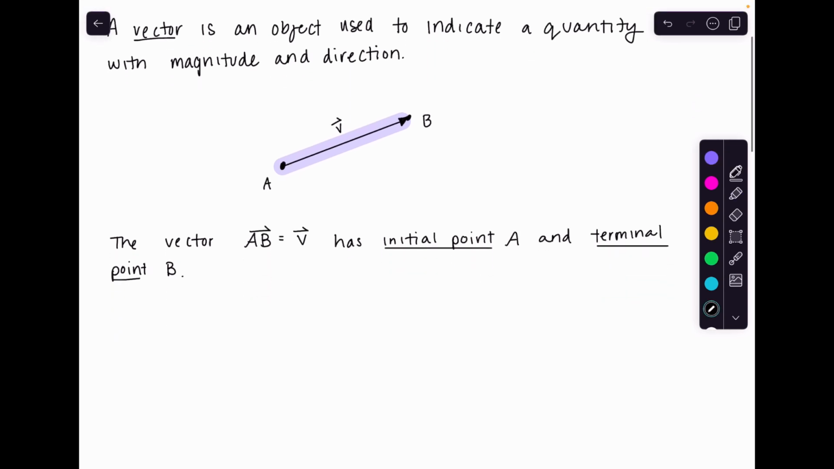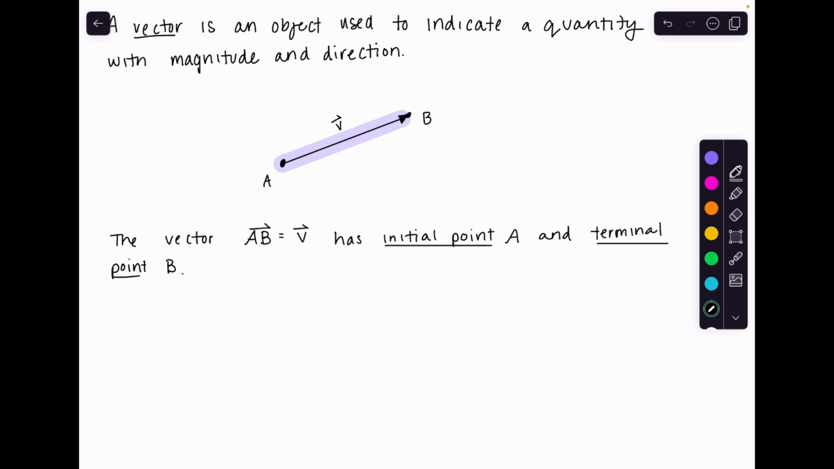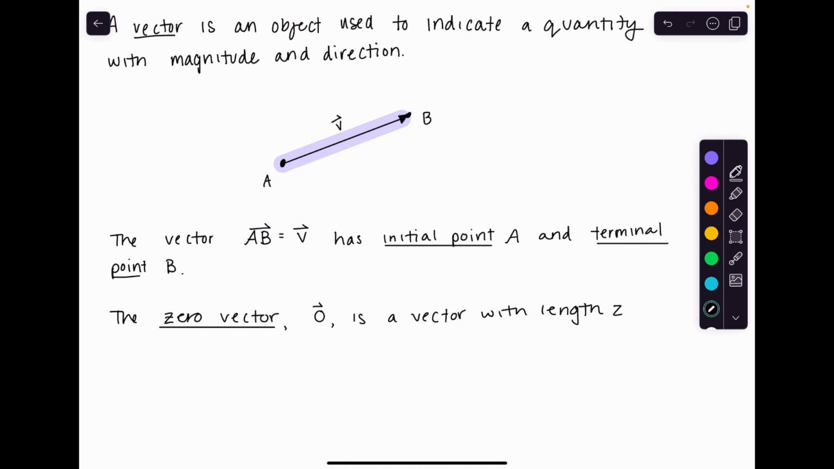Now we do have a special vector, which is our zero vector. The zero vector, which is indicated by 0 with that arrow over top, is a vector with length 0 and with no direction.